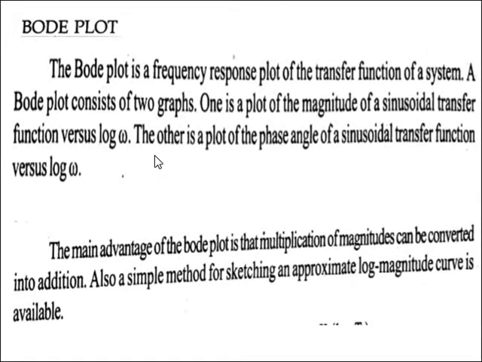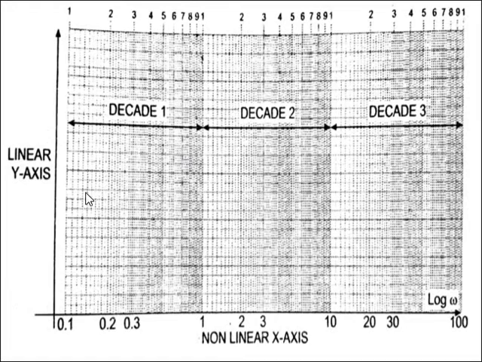In the Bode plot, what graphs are required and how can you split the graphs? This is the model graph for the Bode plot. The Bode plot requires a semi-log graph. This is the semi-log graph. If you want to draw the Bode plot for a given system, semi-log graphs are required. This is the x-axis and this is the y-axis. On the x-axis we take log omega values, and on the y-axis we take 2 different values, magnitude as well as phase.